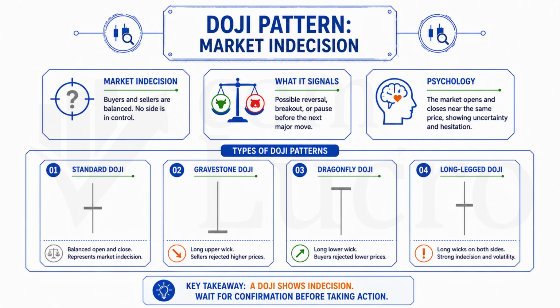Now the psychology behind the doji. When one forms, the market opened and closed at nearly the same price, leaving a small body and long wicks on either side. This shows that while both buyers and sellers were active, neither could push price in their favor. The result is a standoff, often signaling that a breakout or reversal is imminent. The specific type of doji offers further clues about the market's next move.